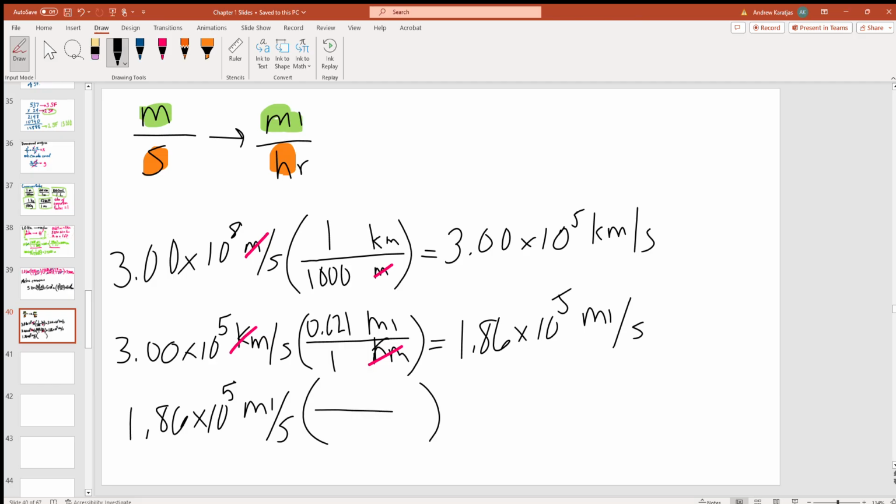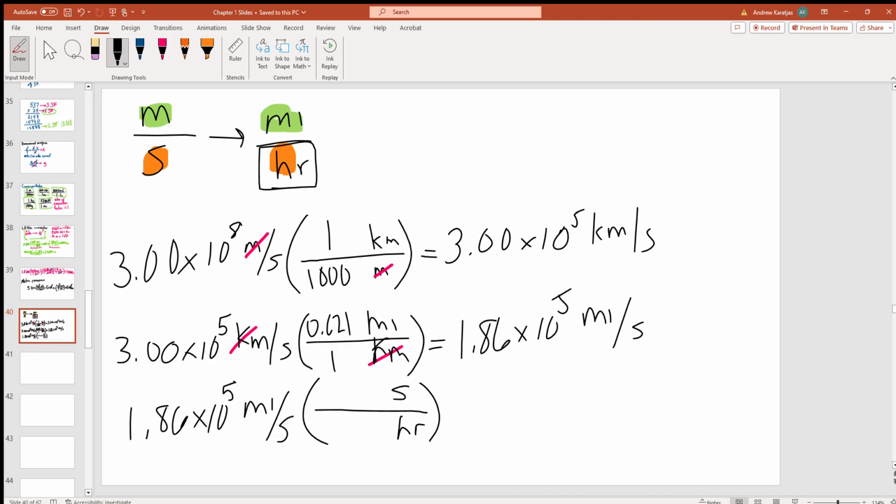What's different about this step: every step we've done up until this point, we've put the unit we wanted to get rid of on the bottom so it would cancel. But here, the unit that we want to get rid of, seconds, is already on the bottom. So if we want that to cancel out, we're going to need to put it on top. And then the unit we're trying to get to, which is hours, ends up on the bottom.